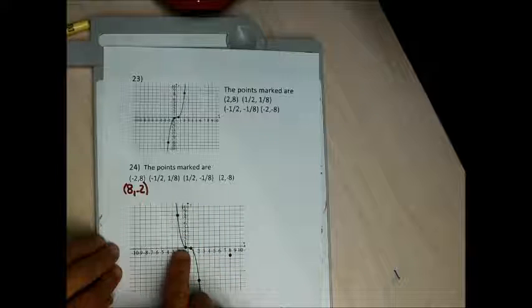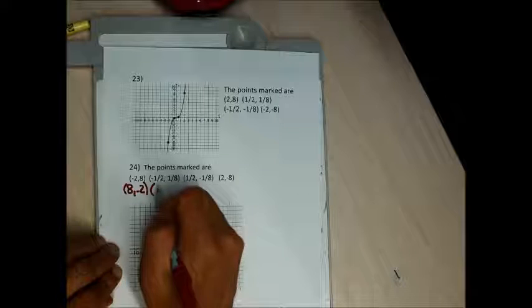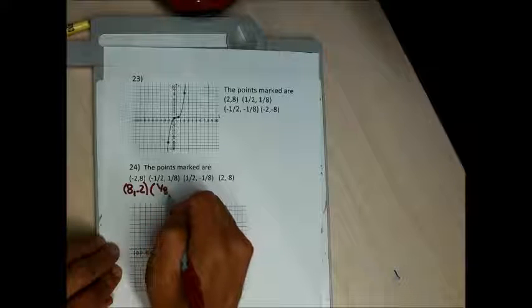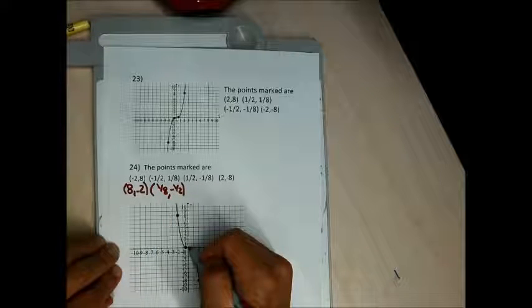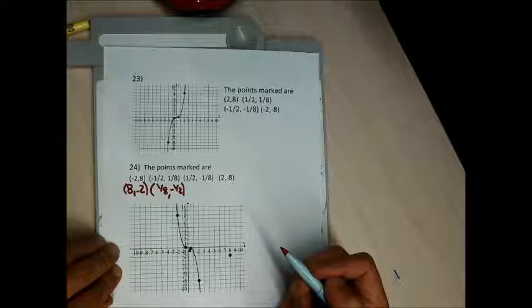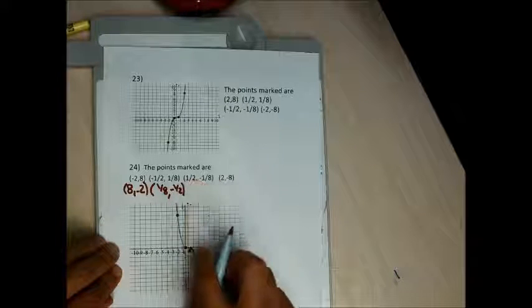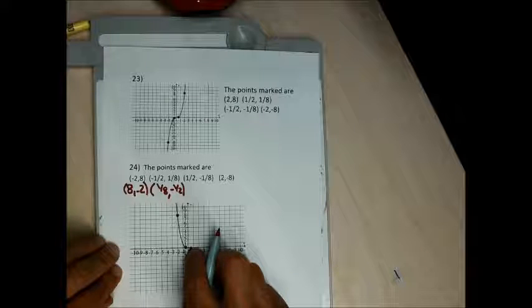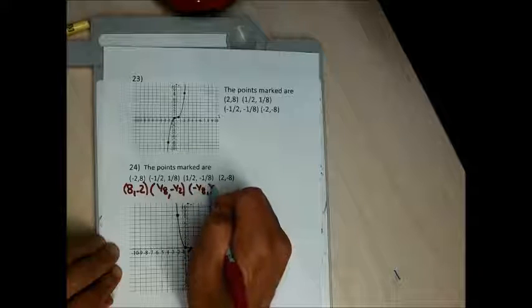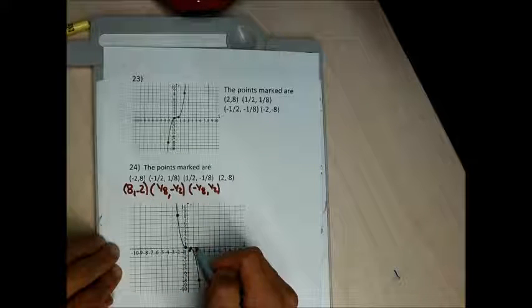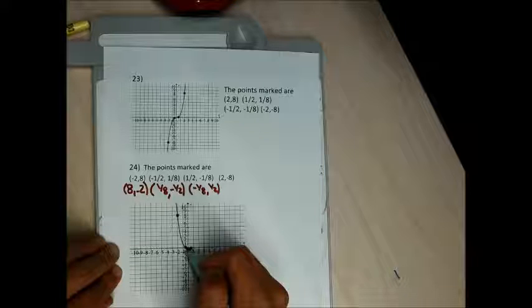The second point right here, that's the point -1/2, +1/8. My inverse is going to have the point +1/8, -1/2. That's a little bit tricky. +1/8 is just to the right of the x-axis, and -1/2 is going to be there. The next point, that's the point +1/2, -1/8. My inverse is going to have the point -1/8, +1/2. -1/8 is just to the left of the origin, and then up 1/2, maybe about there.